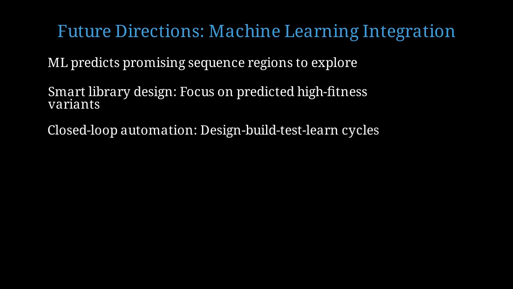Eventually, we'll have fully automated closed-loop systems. The machine designs a library, robots build it, droplets test it, and the machine learns from results and designs the next round, all without human intervention.